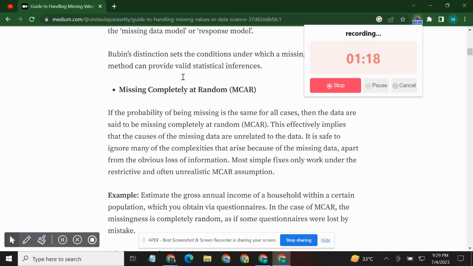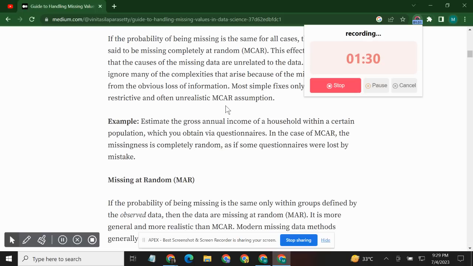Here is an example. Estimate the gross annual income of a household within a certain population, which you obtain via questionnaires. In the case of MCAR, the missingness is completely random, as if some questionnaires were lost by mistake.